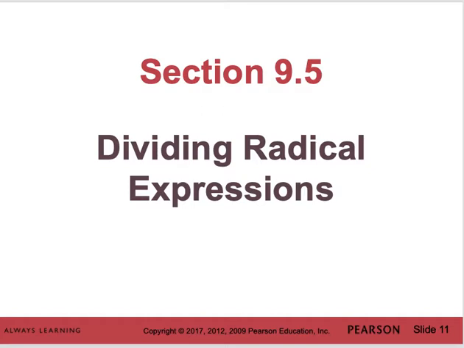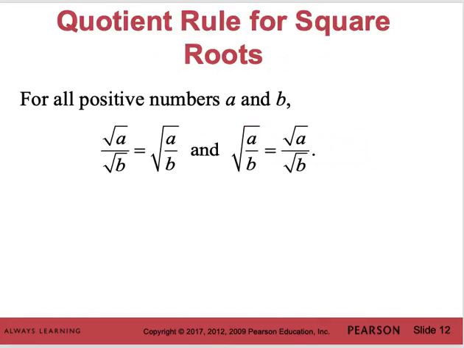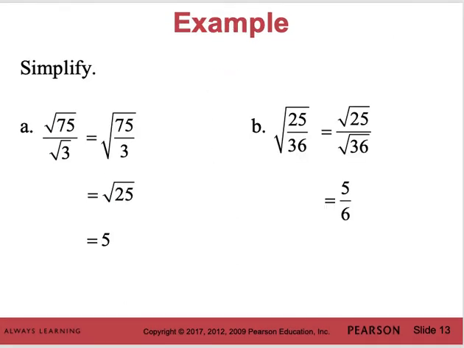And our last section, 9.5, on dividing our radical expressions. If we have a square root of a fraction, it's the same as saying we're taking the square root of the numerator divided by the square root of the denominator. So it doesn't matter how we write it, we can break it down into two square roots and simplify as much as possible. So here are two examples.